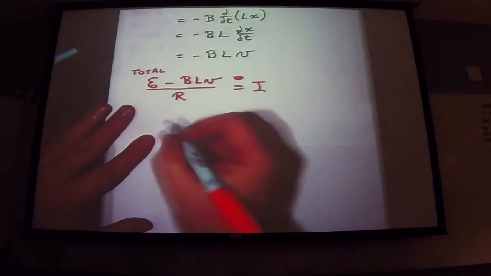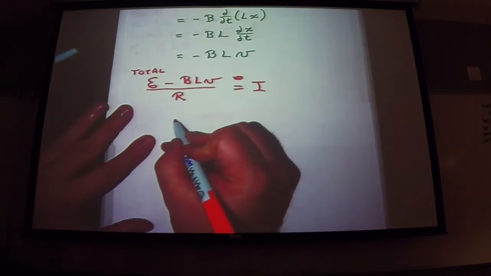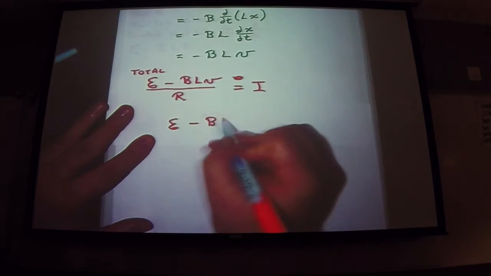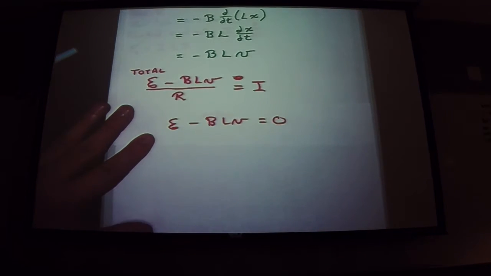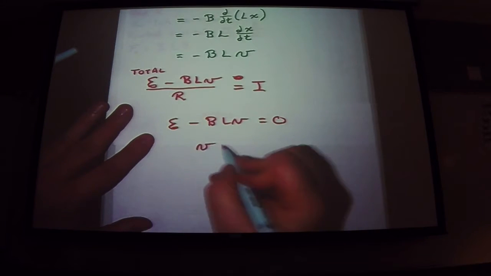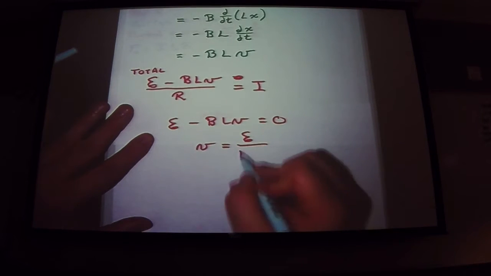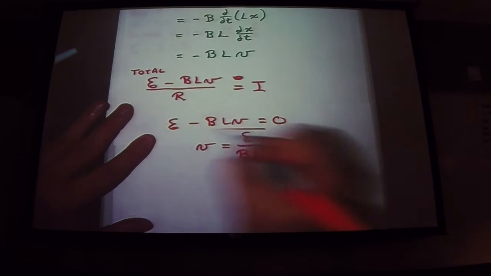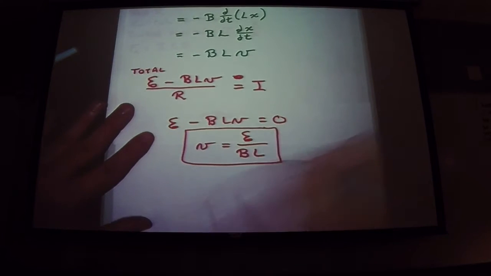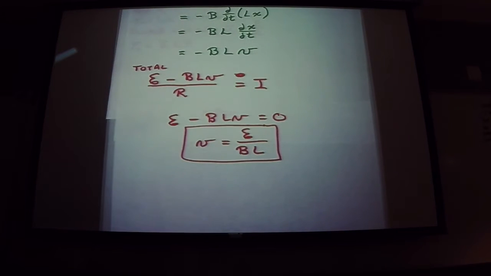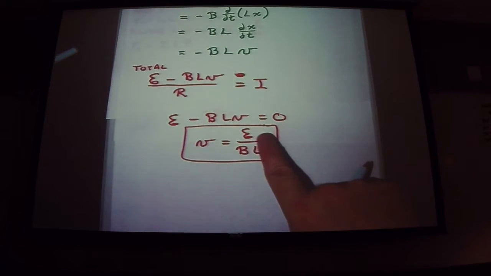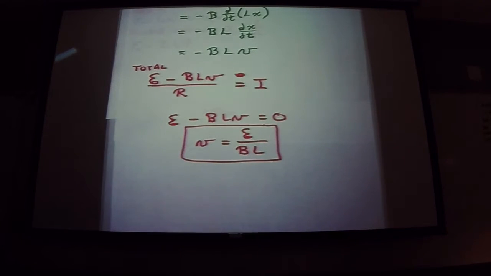All right, so it continues until this total voltage is 0. So E minus BLV equals 0. It continues until the velocity of the thing is E over BL. So in other words, we could set the terminal velocity that we wanted to shoot that rail gun at by adjusting our battery and our magnetic field, and of course the length between the two rails.